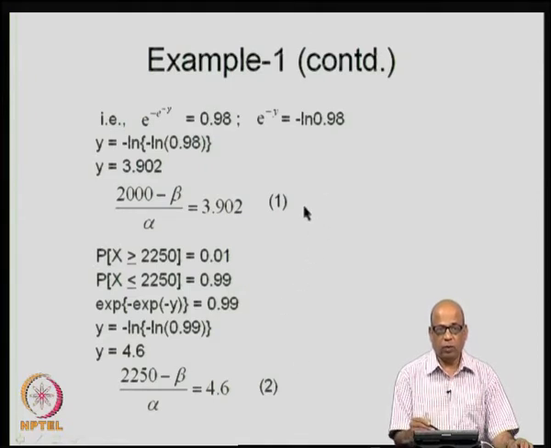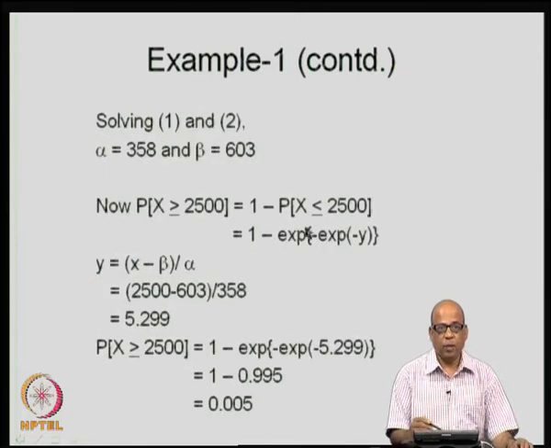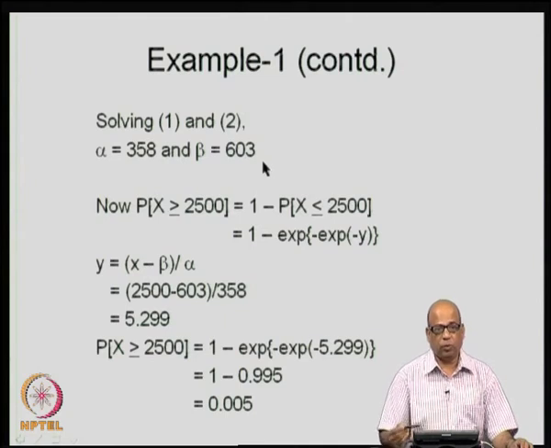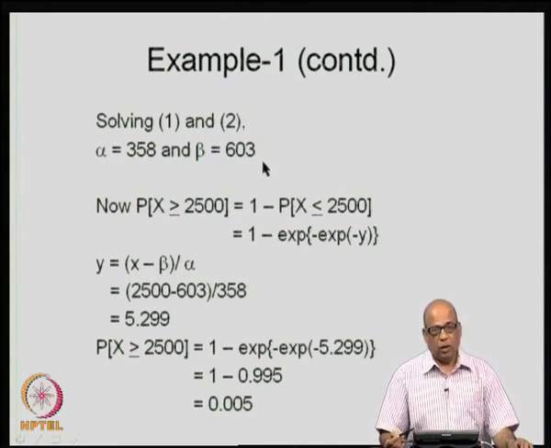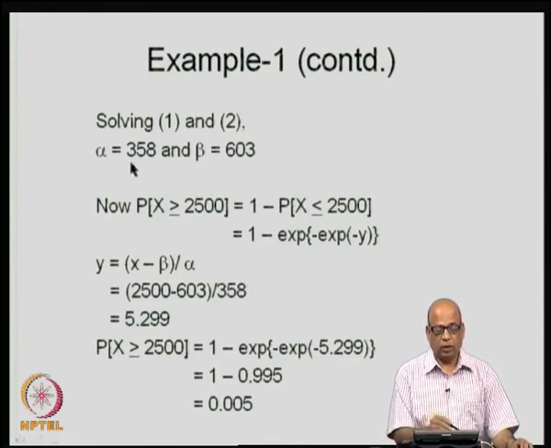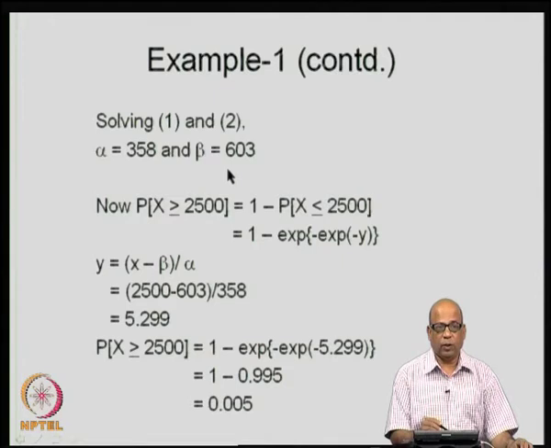So, we generated two conditions. We solve these two equations to get the two unknowns alpha and beta. So, we get alpha is equal to 358 and beta is equal to 603. Like in any earlier distributions, the first step is always to estimate the parameters from the sample values. So, we estimated here in this particular case alpha is equal to 358 and beta is equal to 603.